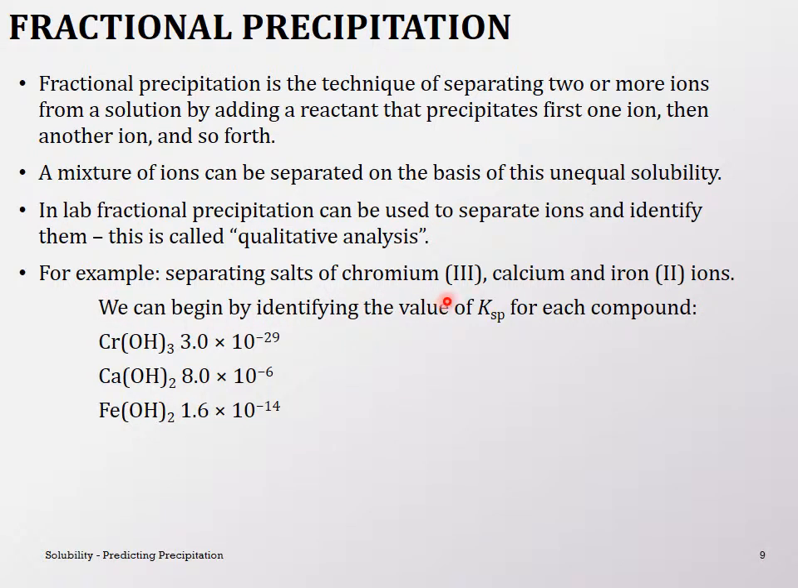Separating the salts of chromium 3, calcium, and iron 2 ions. If you have these 3 ions in solution, how would you separate them? The first thing you do is look for a common ion that can help you separate them. It doesn't have to be common, but here I have all the hydroxides listed out for you. For all the hydroxides, the Ksp of these 3 salts is very different. You want to use a Ksp value that is very different. If you use something like 8.0 times 10 to the negative 6 and 7.5 times 10 to the negative 5, those Ksp values are so close to each other that you might precipitate 2 ions at the same time.